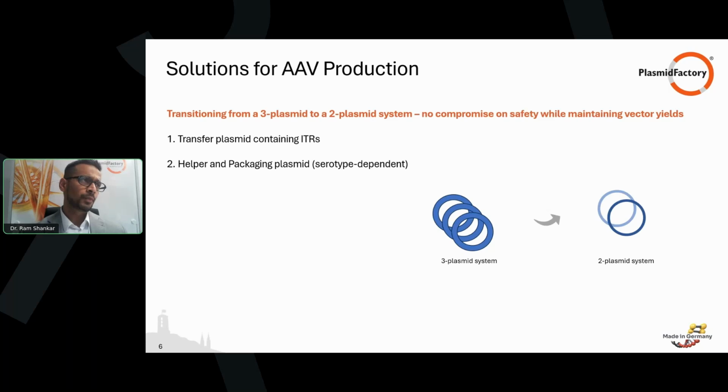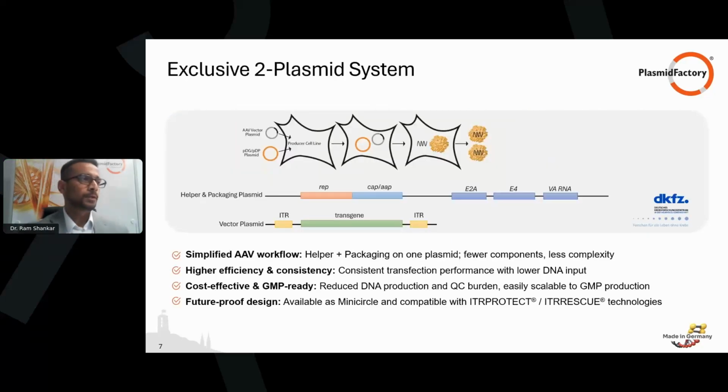Okay, so we have your transfer plasmid containing ITRs, and the adenoviral helper as well as your AAV packaging functions are all packed into the second plasmid. So you do not compromise on safety while still maintaining the vector yields that you have previously seen. That is possible. So what we do offer here is a helper and packaging plasmid that corresponds to the AAV serotype that you're going to work with. So the cap genes will change while all other genes will remain similar. And then you have your custom-made vector plasmid with the ITR-flanked transgene.